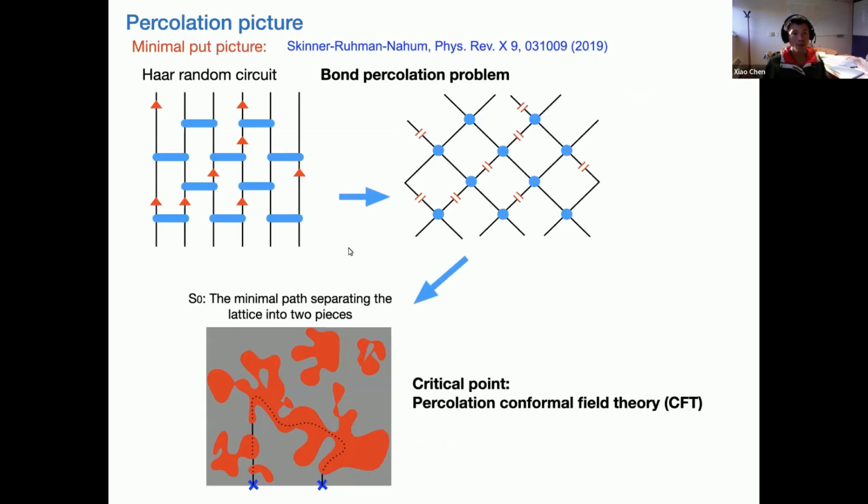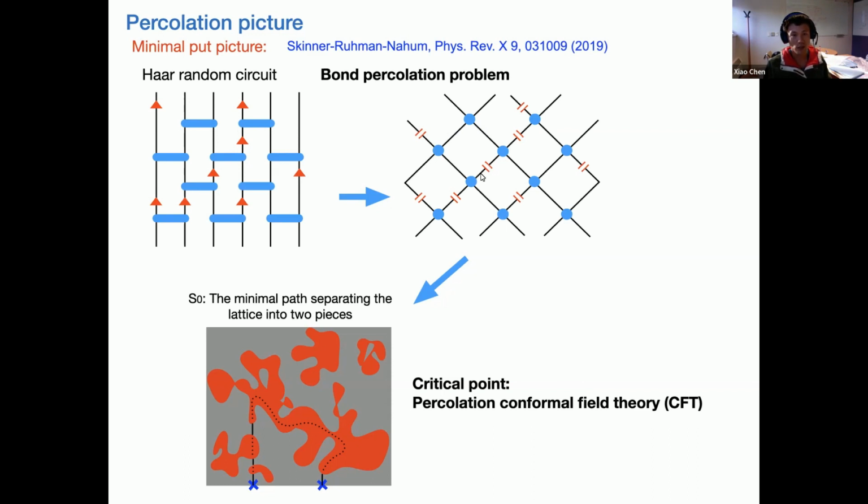One more interesting picture is this percolation picture based on this work. What they found is they were considering this Haar random circuit, which means that the unitary gate here is a Haar random gate, some type of unitary gate. In this case, they were able to map this lattice problem to a bond percolation problem. Each dot here is a 2-qubit gate, and each measurement here is like some broken bond. So this maps to a bond percolation problem. The probability for a bond to be broken is p, the measurement rate.